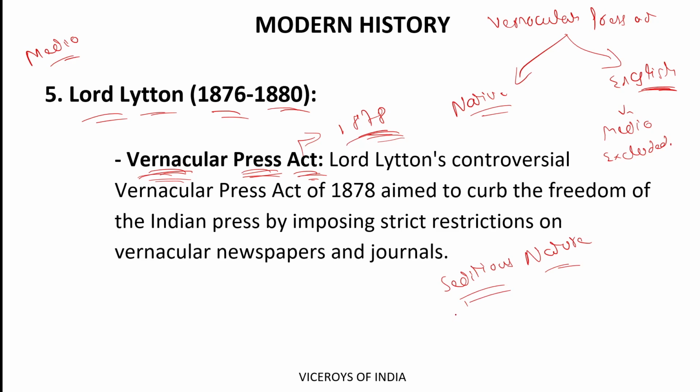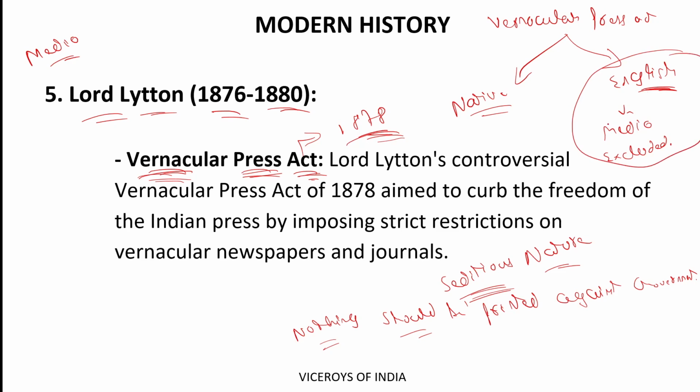Seditious nature, which means that nothing should be printed against the government. Okay, so it was the seditious nature. It simply means that Britishers declared the situation of that time as a critical situation, and they said because there is a critical condition prevailing in the country, nothing should be printed against the government. Okay, so on behalf of this seditious nature, the English newspapers were excluded because they were supposed not to publish anything against the government.